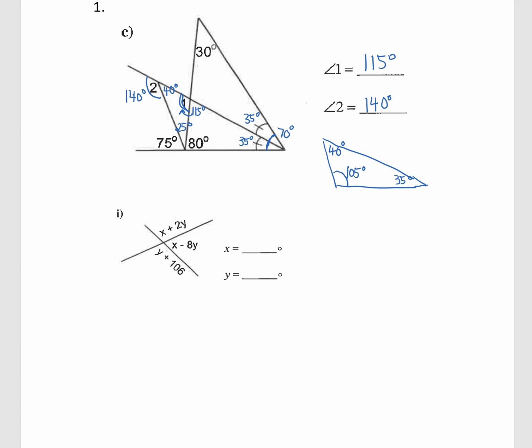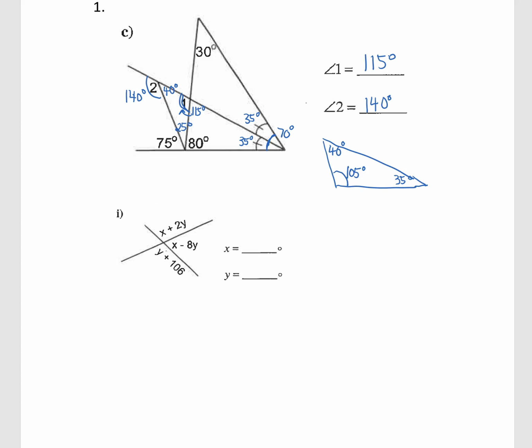And if you've looked at the answer key for this question, I believe the answers are different for angle 1 and 2, but these are the right answers. You can see how we got them here just by recognizing that all the angles in a triangle add up to 180 degrees, and angles on a line add up to 180 degrees. Okay, so moving on to part I of this question.